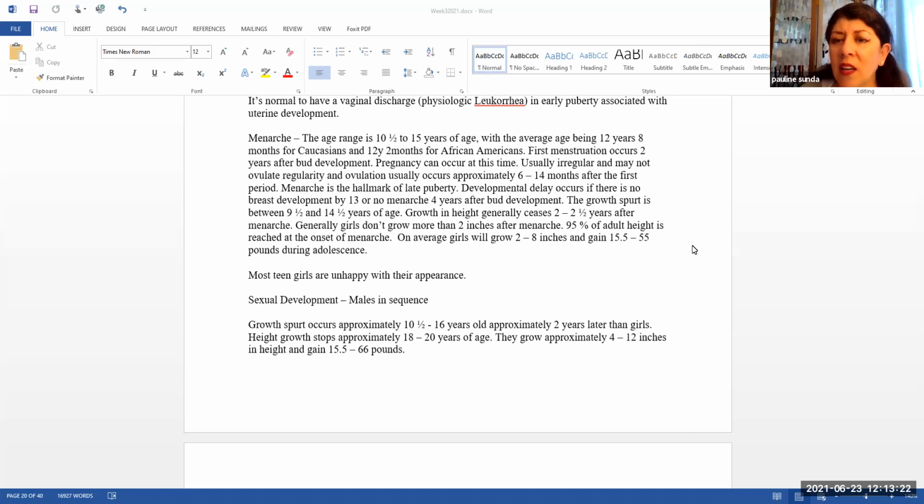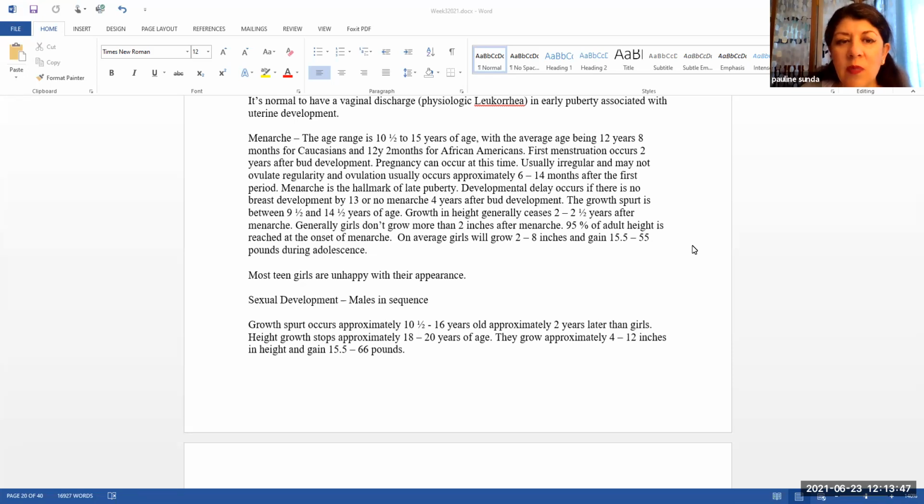Usually periods are irregular and they may not ovulate regularly. And ovulation usually occurs approximately 6 to 14 months after the first period. Menarche is the hallmark of late puberty. Developmental delay occurs if there is no breast development by 13 or no menarche 4 years after bud development.